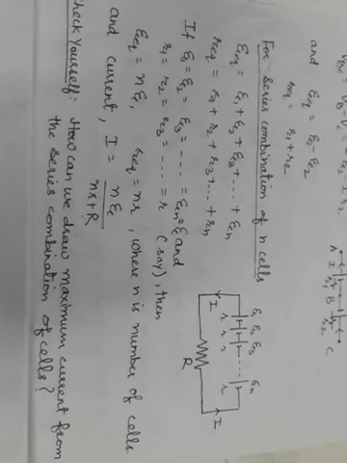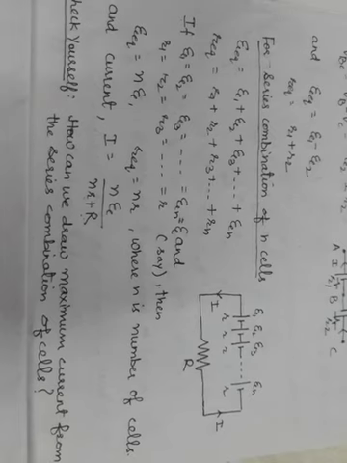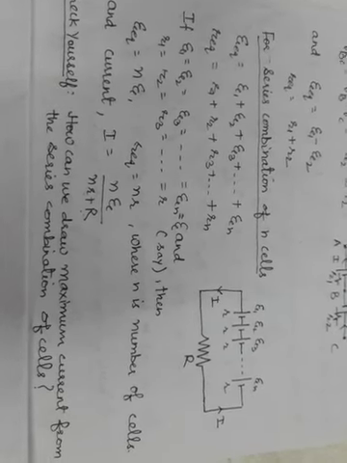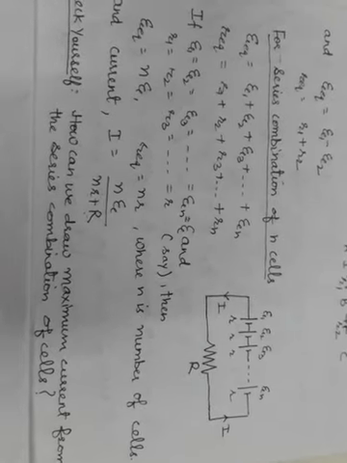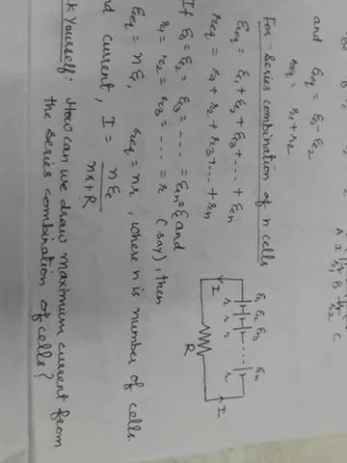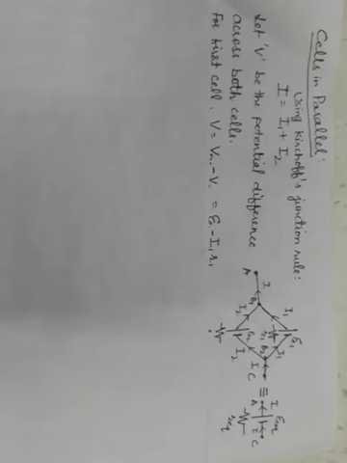Now here I want you to find the condition for when you will be able to find the maximum current, when you will be able to get the maximum current from the series combination of cells.